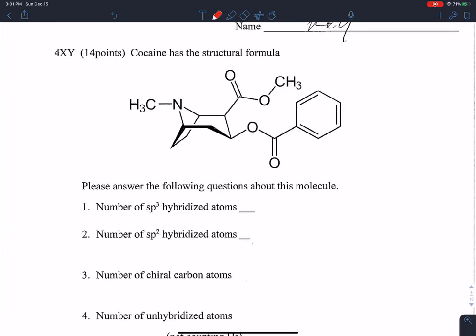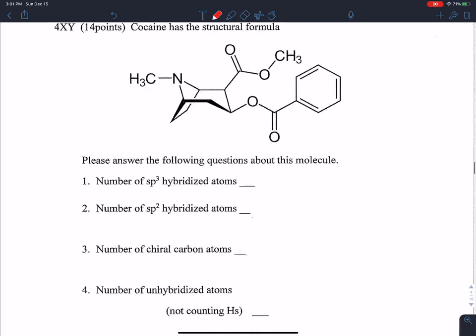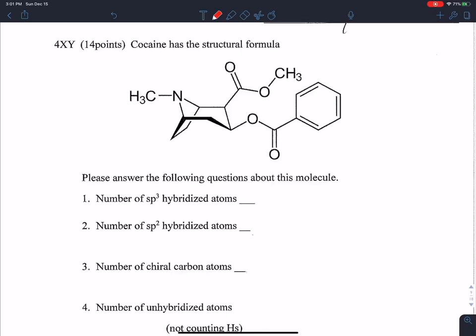Alright, next question. This is a structure of cocaine. Cool. Please answer the following questions about this molecule. How many sp3 hybridized atoms are there? Well, that's all the ones not involving double bonds and stuff. So let me count this first. 1, 5, 6, 7, 8, 9, 10. Okay.